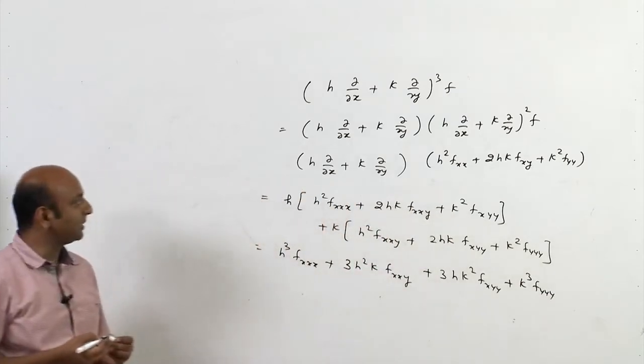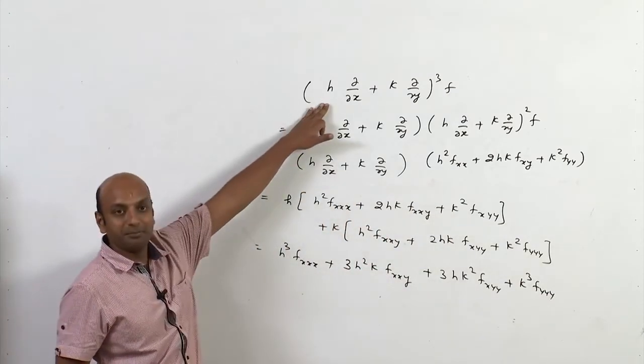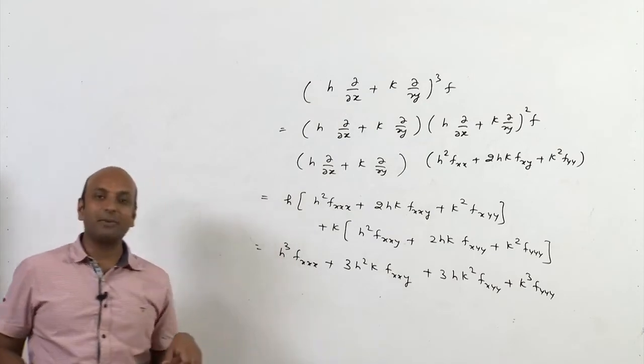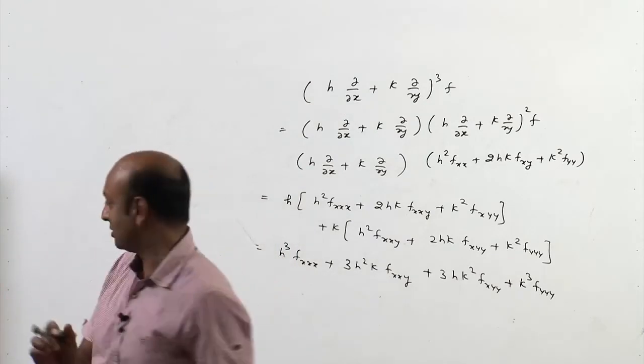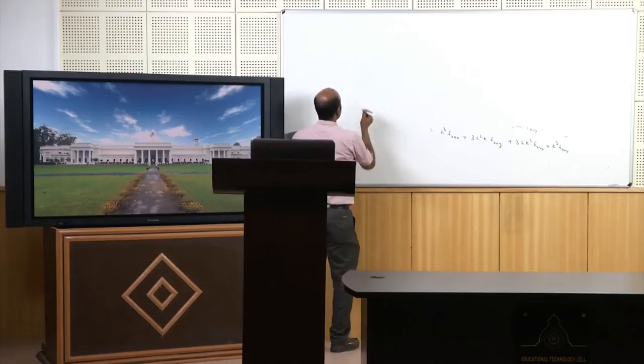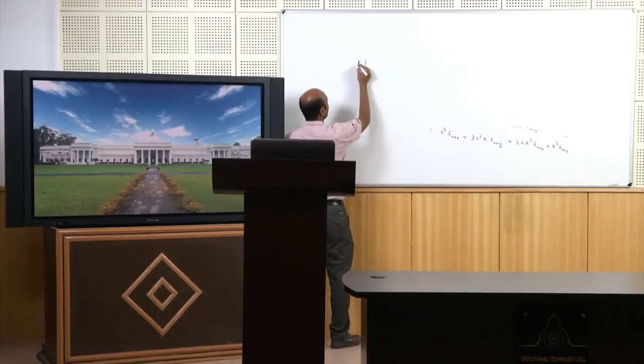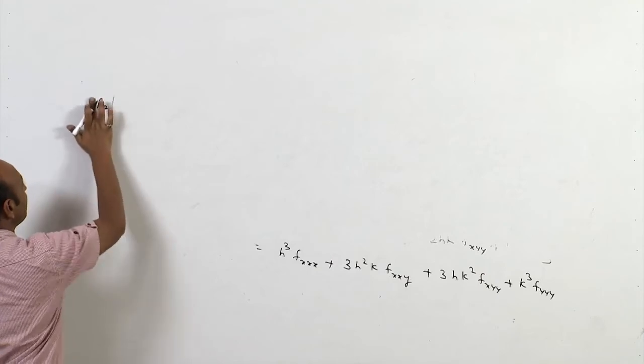So, this is this term, and now you replace h by x minus x naught and k by y minus y naught. So, what will you obtain? So, what is R2, mod of R2? First find R2 and then we will find the mod.